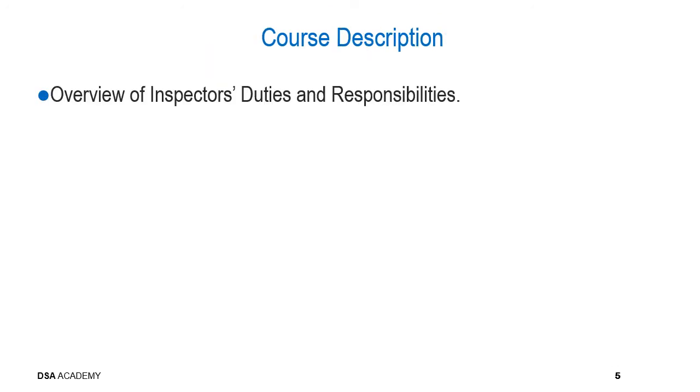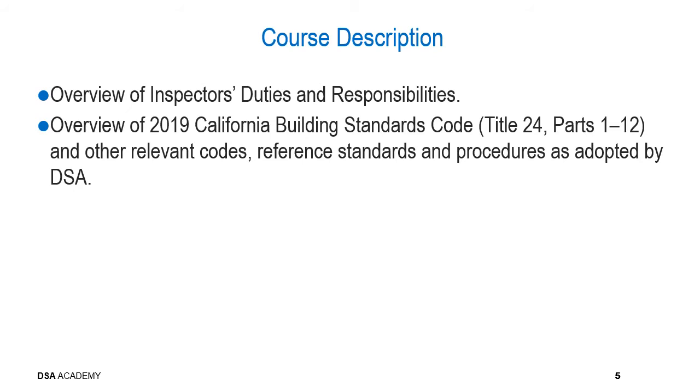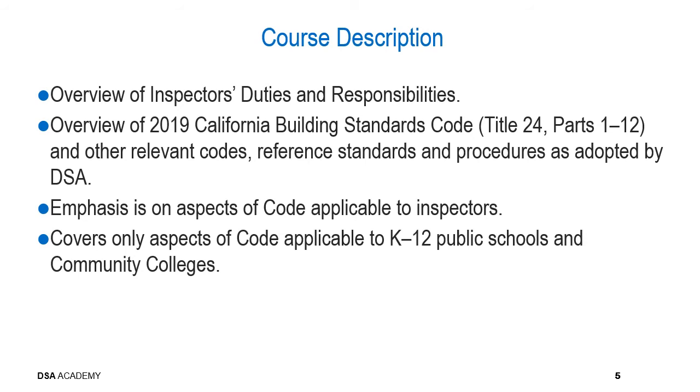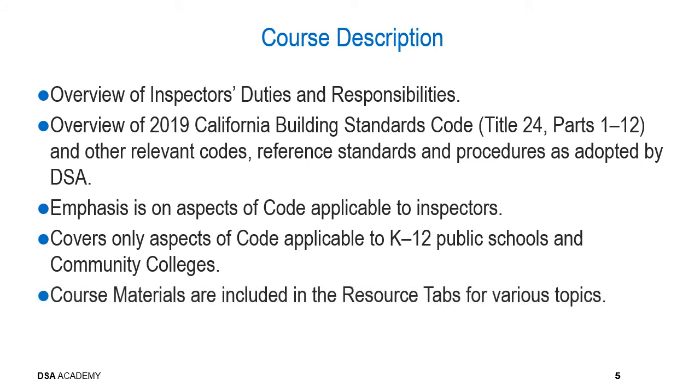This slide outlines the overall description for this course. It starts out by providing an overview of the inspector duties and responsibilities. Also, we'll include an overview of the 2019 California Building Standards Codes, or the California Code of Regulations, Title 24, Parts 1 through 12, as well as other relevant codes, reference standards, and procedures that are adopted by DSA. An emphasis will be placed on aspects of code that are applicable to inspectors. And we'll only be covering aspects of the code that are applicable to K through 12 public schools and community college construction. There will also be some course materials that are provided and included in the resources tabs for various topics. So I'll certainly encourage you and recommend that you refer to the resource tabs that are included for this presentation.